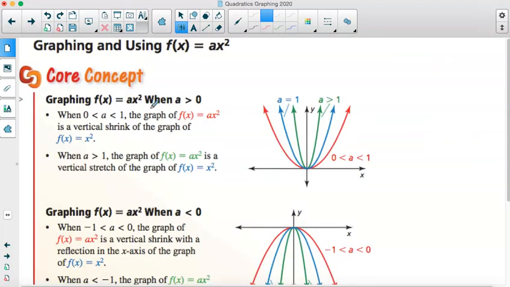What we're going to work on today is the a value here. So we have f of x equals a x squared. The basic function, the parent function, like we just said, is f of x equals x squared.